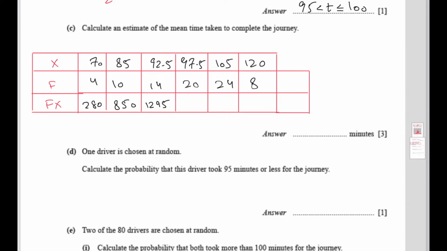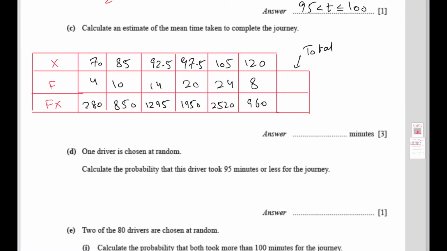97.5 times 20 gives us 1950. Then 105 times 24 gives us 2520. Then 120 times 8 gives us 960. Okay, now over here let's add the frequencies and the fx values, because we need these values to find the mean.